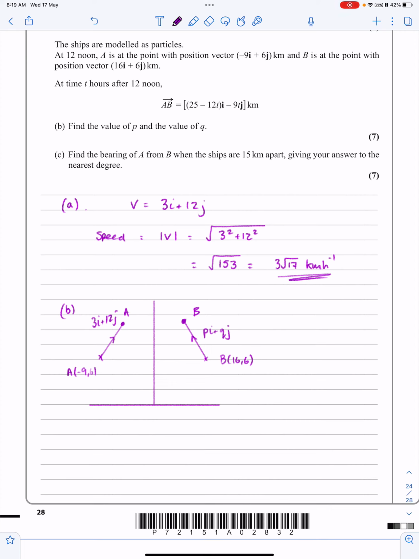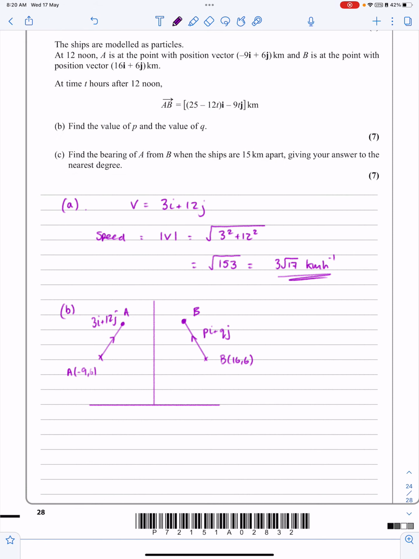So let's go back to it. At time t hours afternoon, AB is equal to 25 minus 12t i minus 9t j. So AB is going to be whatever that vector there is. It will change all the time as A and B move. But AB I can get then if I do, let's just clear this up a little bit.